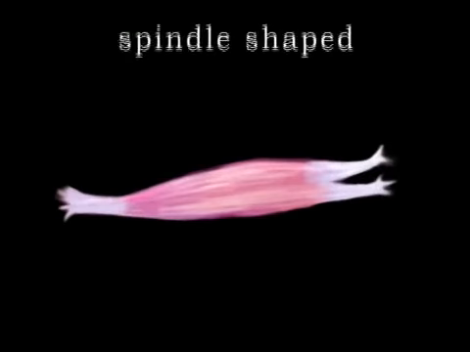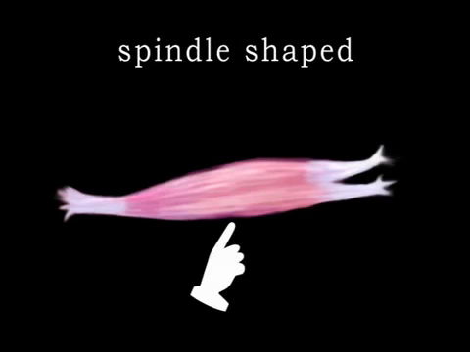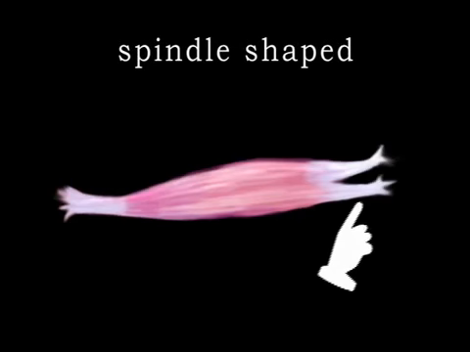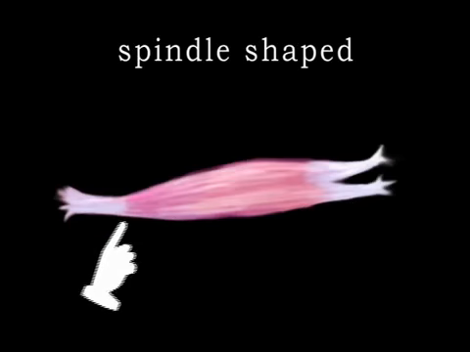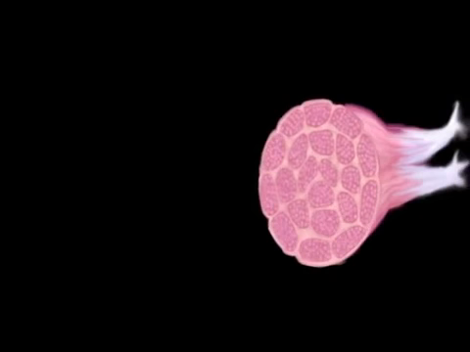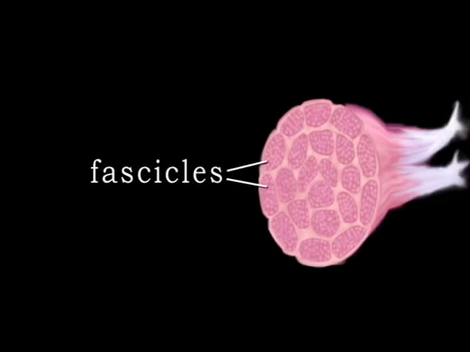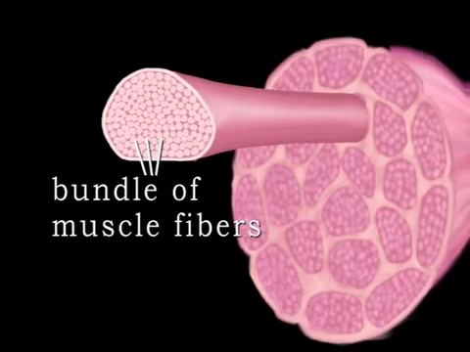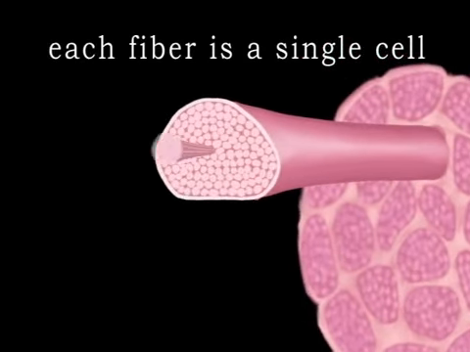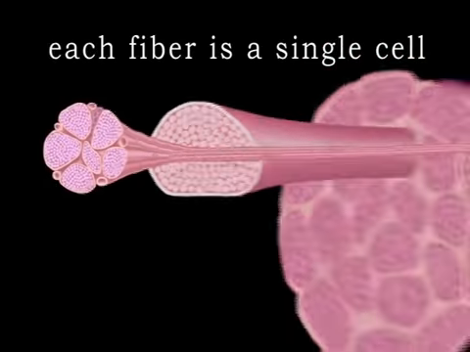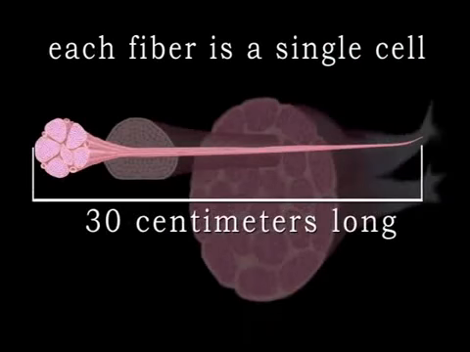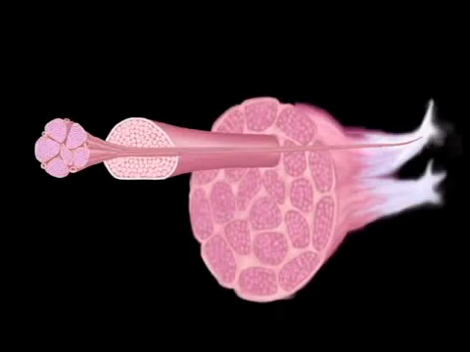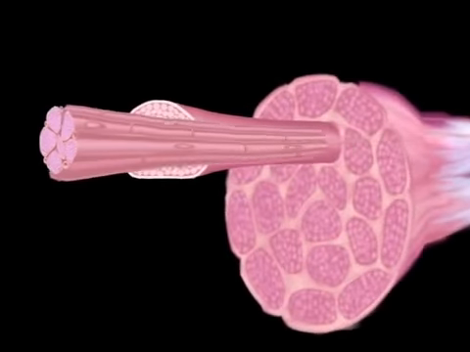Many skeletal muscles, like the biceps muscle, are spindle-shaped, which means they are fatter in the middle and taper towards the tendons at the end, where they attach to bones. The fatter part of the muscle is called the belly and is made up of bundles called fascicles. Each fascicle is itself a bundle of muscle fibers. Each fiber is a single cell running the full length of the muscle and can be up to 30 centimeters long. A single skeletal muscle fiber is an unusual cell.